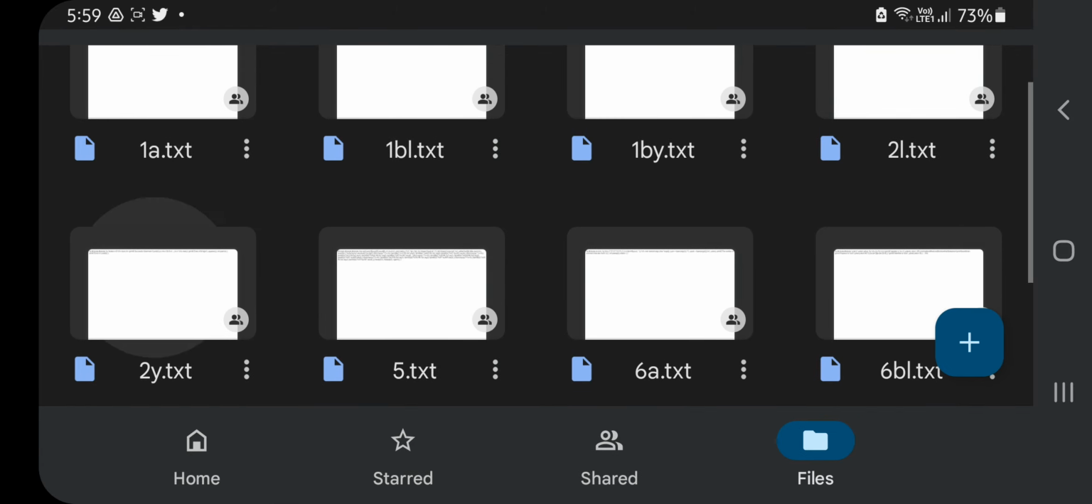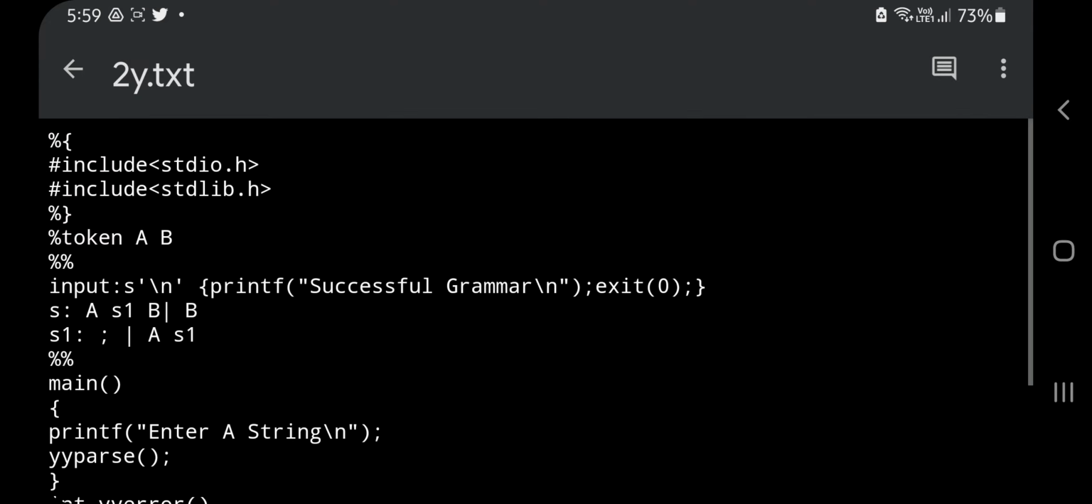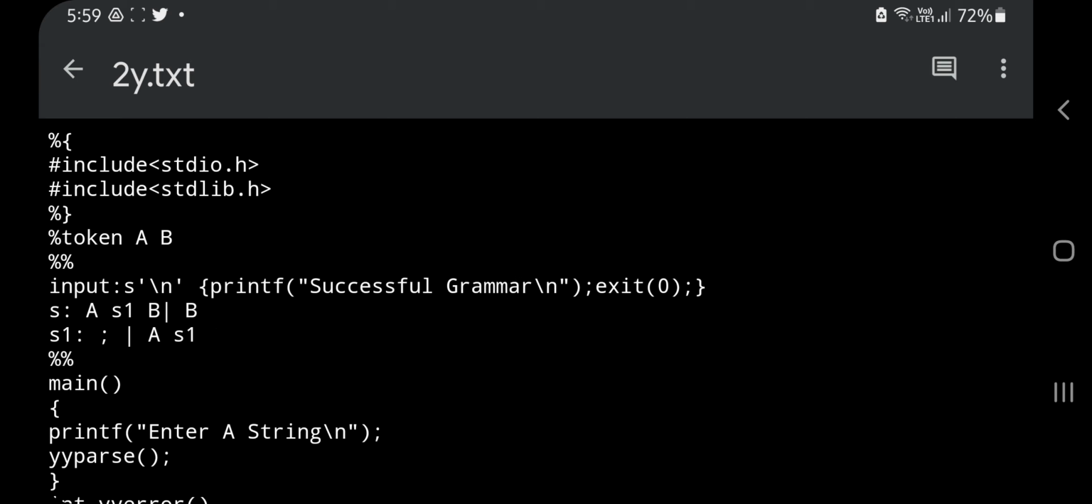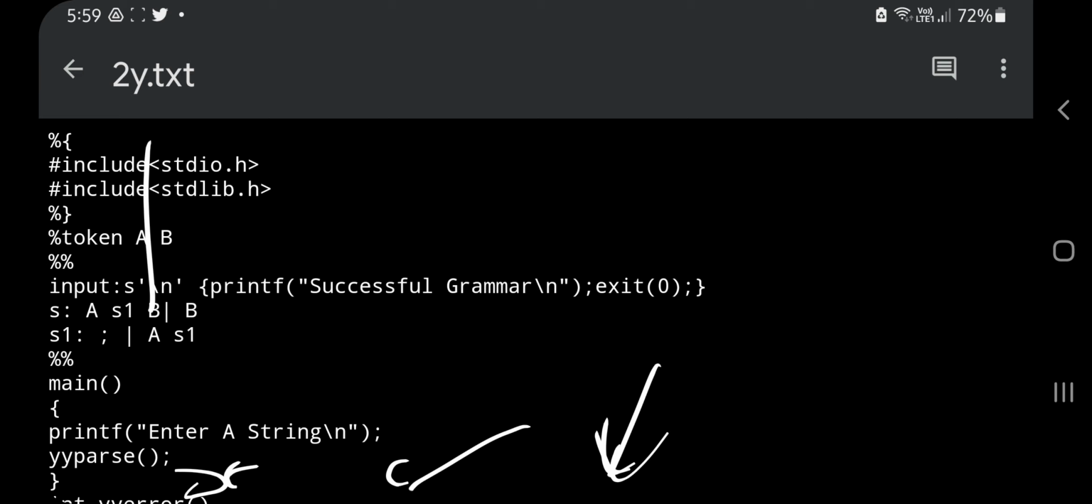Same goes for 2.y as well. If I show you the pattern, you can find out easily. stdio, stdlib, and you have to include tokens since it's a Yacc program. Here's the rule section. Sorry, the rule section is this much only, and here is the main function. And here we only have yyerror. We don't have yywrap. I'm not able to scroll down for some issue, but here only yyerror is there. Since it's the second one, you have to avoid writing yywrap. And here's the void main function.